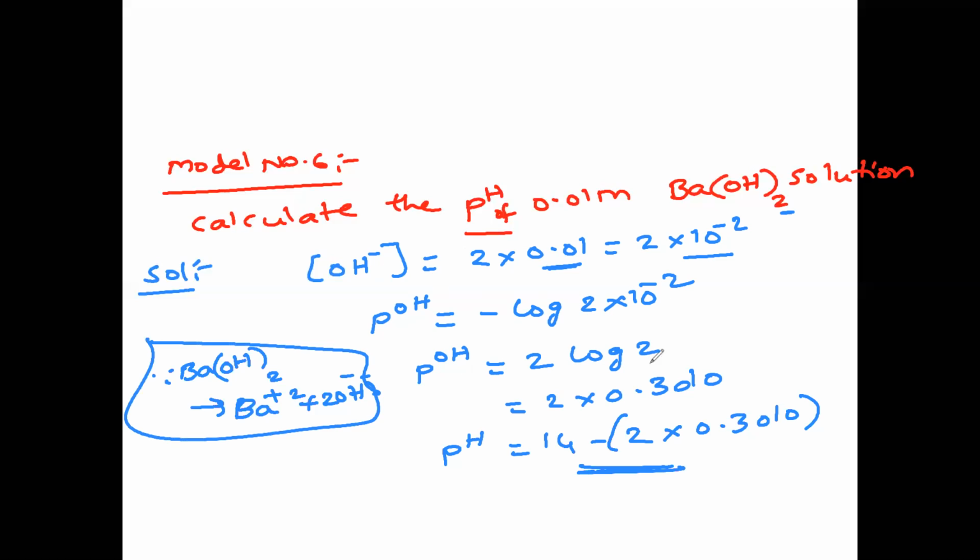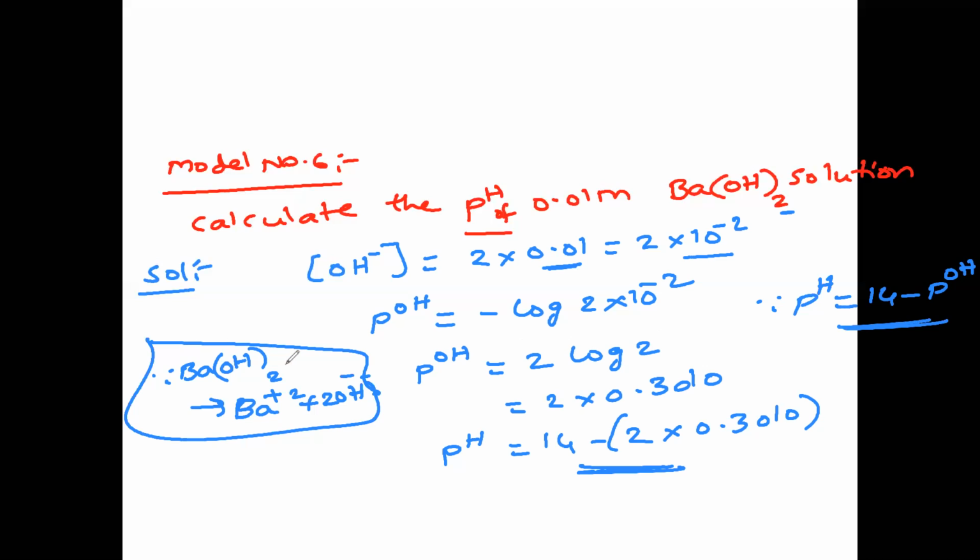And pOH is equal to 2 log 2. That is 2 into 0.3010. And since pH plus pOH is equal to 14, pH is equal to 14 minus pOH. So you will get the answer like this. In this way, we can calculate pH values.